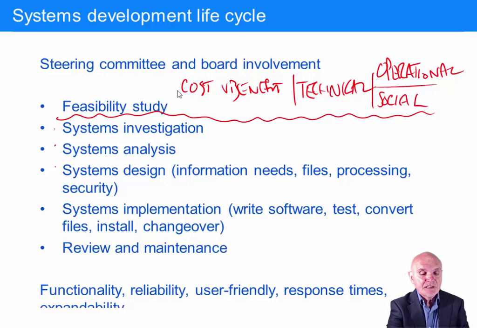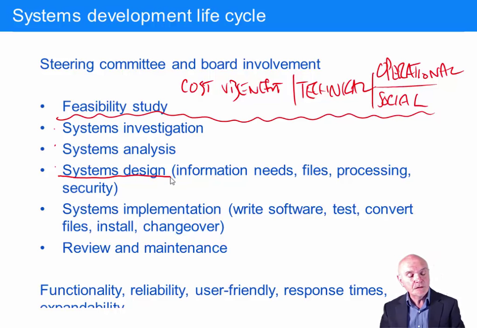Having investigated and analyzed what's going on, then there is designing the new system. We have to make sure the new system provides information to people that they need, that the right stuff comes up on the screen. You need to look at the files that are going to be held. Do we need to keep somebody's date of birth? Do we need to keep the date they joined the company? Do we need to keep, for example, how many dependents they have? All of this needs to be essentially designed.